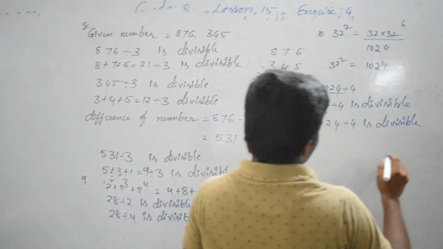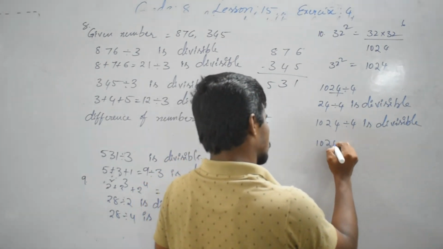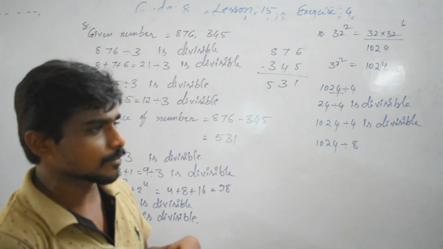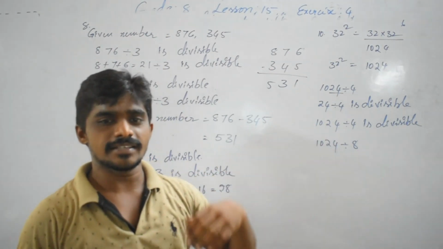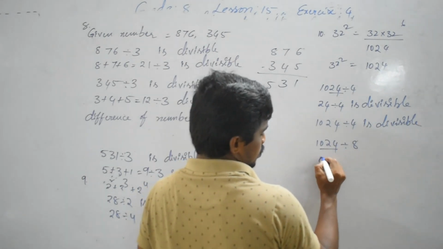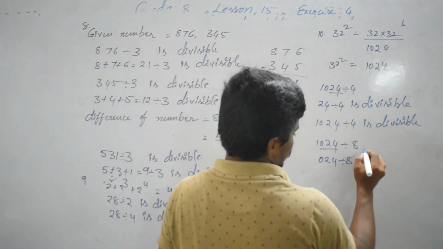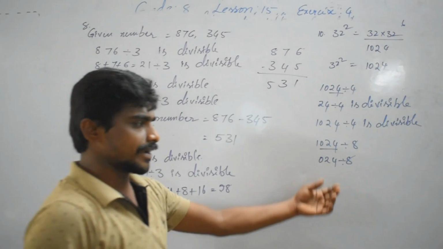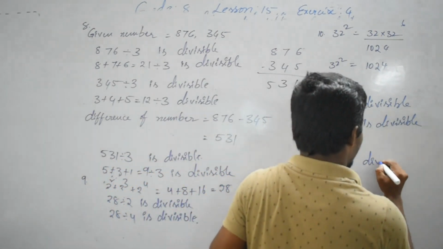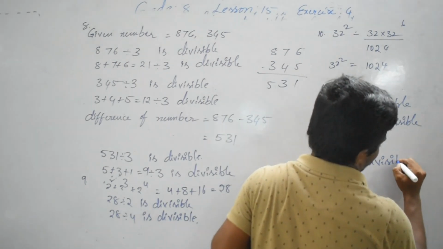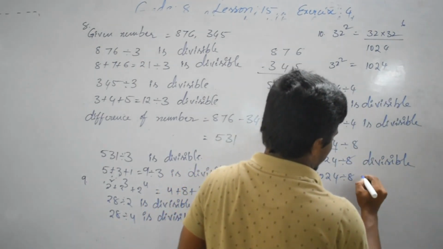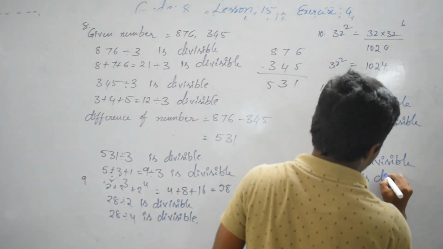Next one. This number 1024 divided by 8. What is the 8 divisibility rule? The last 3 digit number must be divisible by 8. Last 3 digit number is 024. 8 3s are 24. So divisible. So 1024 divided by 8 is divisible.